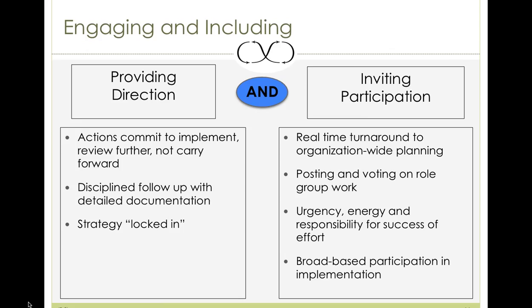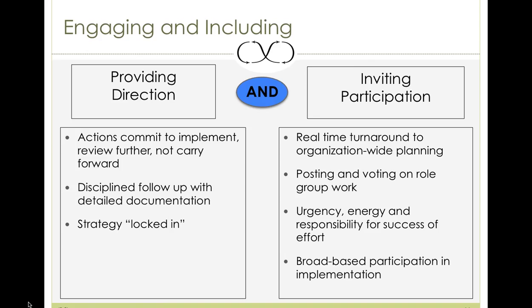And then urgency, energy, and responsibility for success of the effort. This was something that the leadership team, and the CEO in particular, reached out to people and said, this is something that we all need to be accountable for. Now remember, I talked about the importance of support with that, but in terms of participation, there was a shared accountability for the success of this effort.